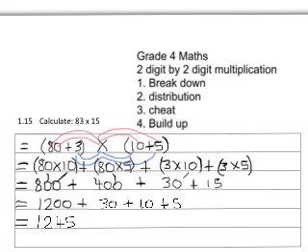And there you have it. This is the breaking down method using for 2-digit by 2-digit multiplication. The steps again: first you got to break down the numbers. The 83 is broken down into 80 plus 3. Break down the 15, 10 plus 5, put them in brackets, and make sure that the multiplication sign is in between the brackets. The next step is called distribution.